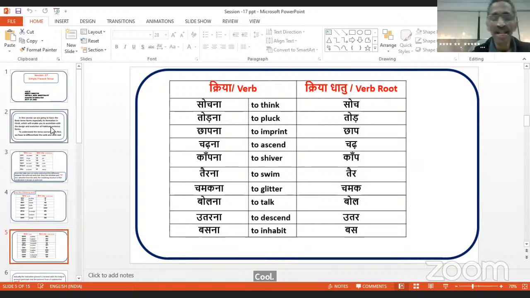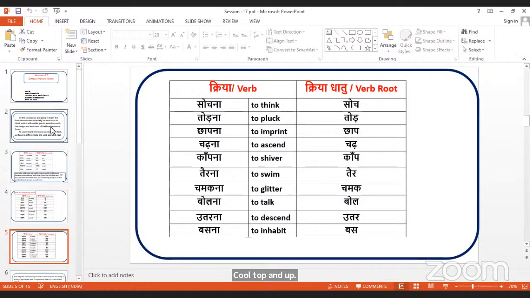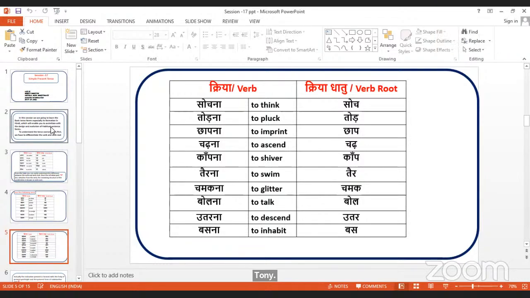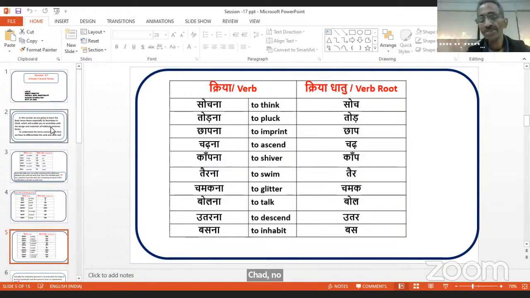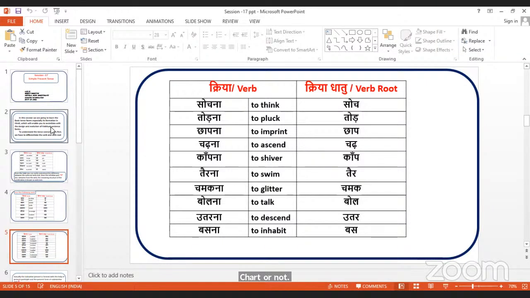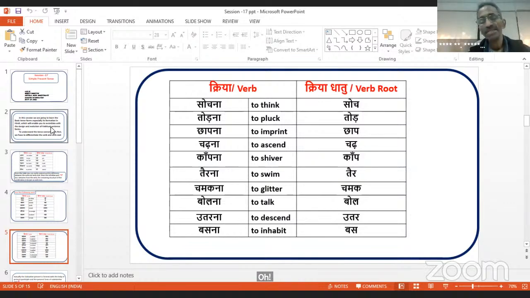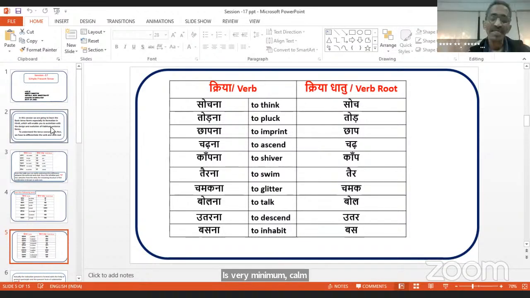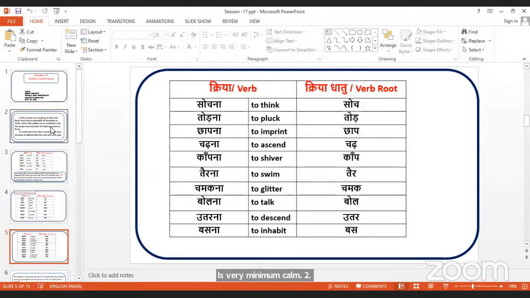Whereas in the nights, kampna, at that time we are shivering because the temperature is very low. Kampna, shiver. Tairna, tair. Chamakna, chamak. Bolna, bol. Utarna, utar. Basna, bas.